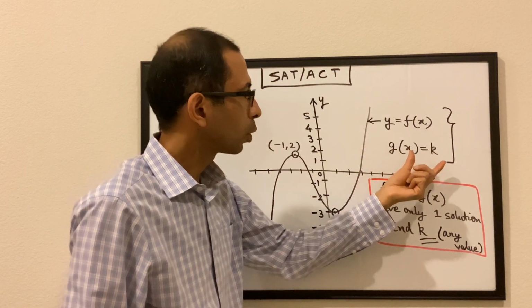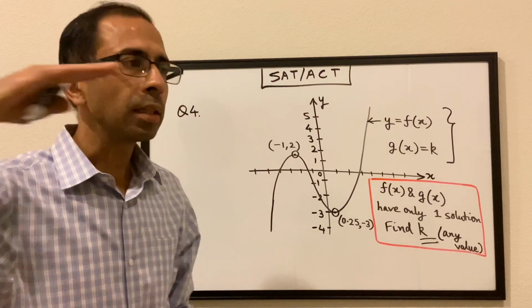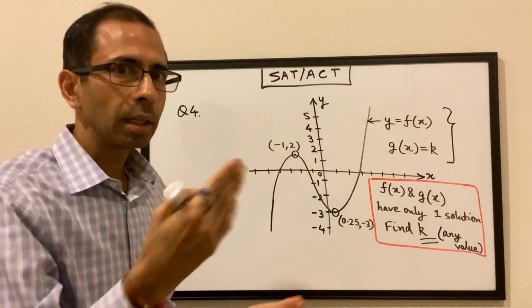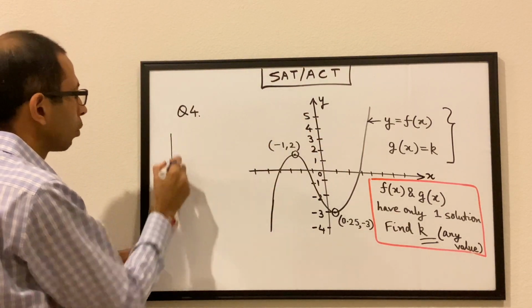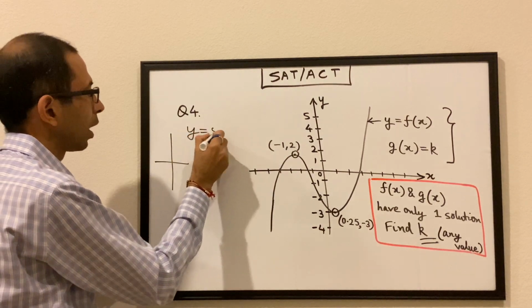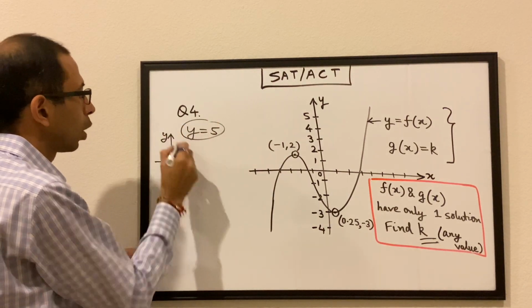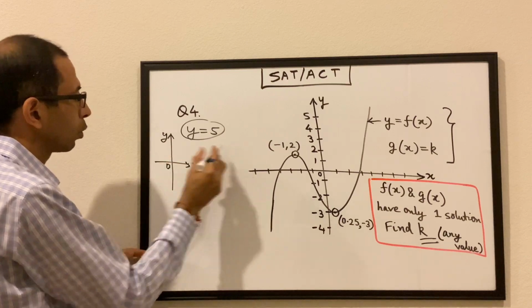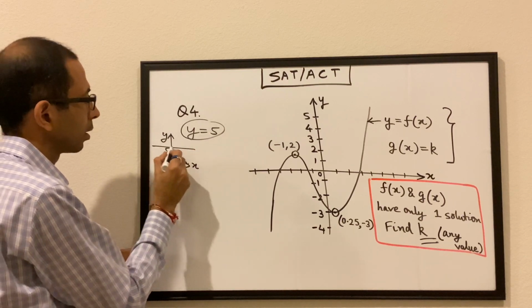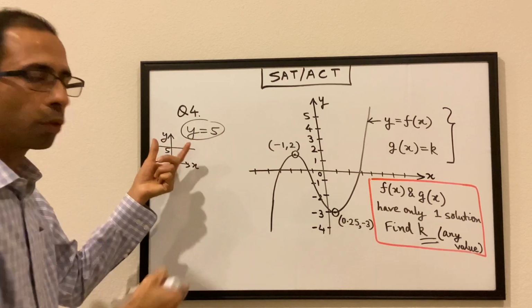Now g(x) is equal to k is nothing but a horizontal line parallel to the x-axis. It's like saying, okay, what is y equal to 5, right? So how do we draw y equal to 5? Y equal to 5 is nothing but this line, right? This line is y equal to 5.